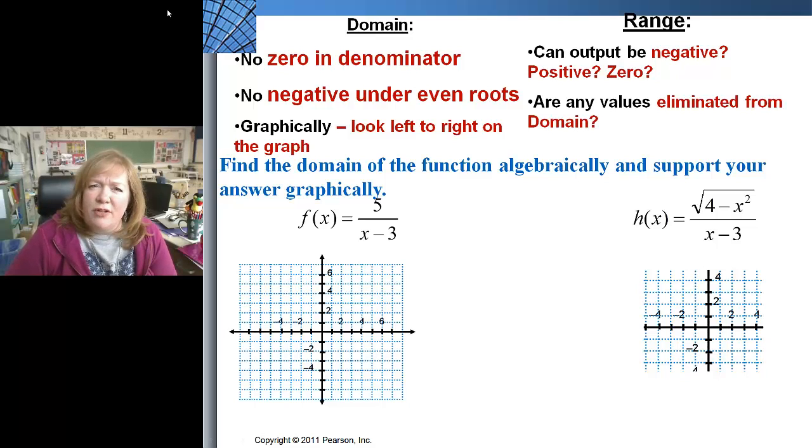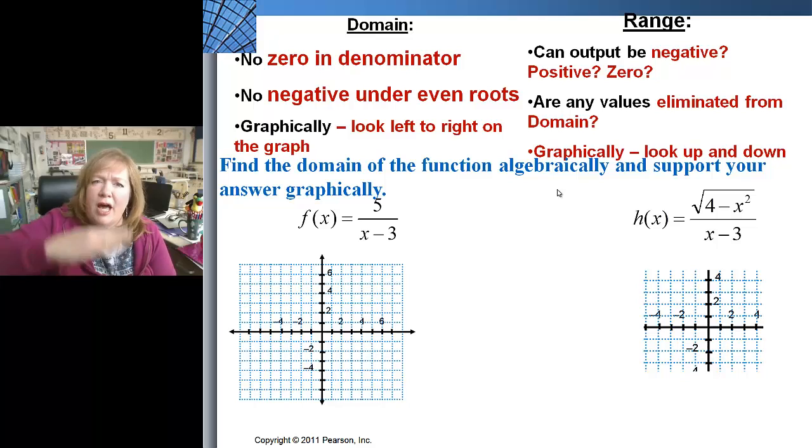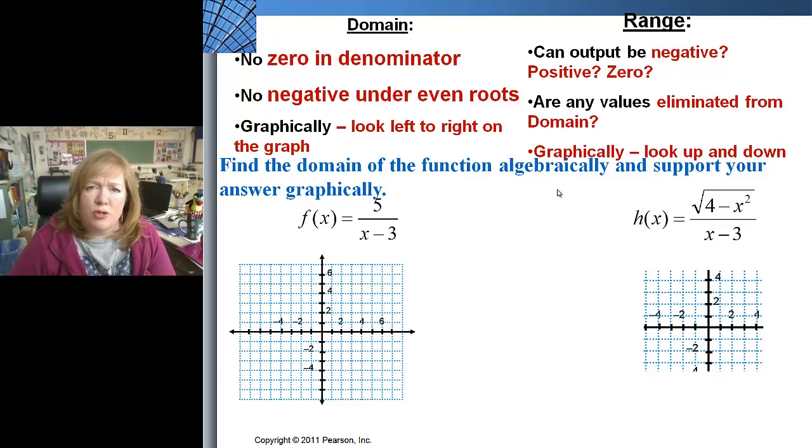You also look and see if there are any values eliminated from the domain, because that will make that y value eliminated as well. When you look graphically, you're just going to look up and down at the graph. So you look up and down when it comes to range and see that there's a graph portion for all values of y. Are all y's represented, or which ones skip, which ones jump?